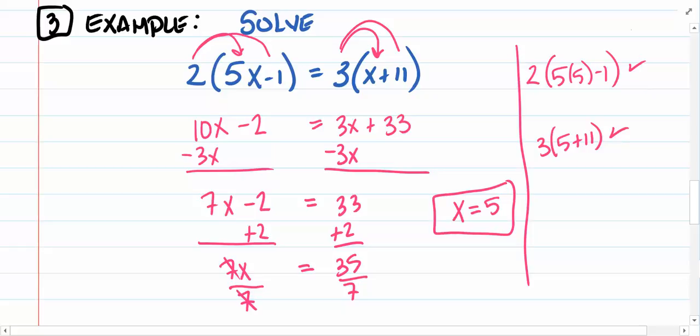When you actually do this checkout, you get to see that both of these are worth 48. So yes, when you plug it back in, you realize that 48 is worth 48. So it does indeed work.